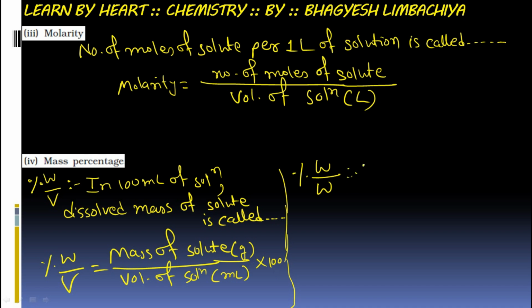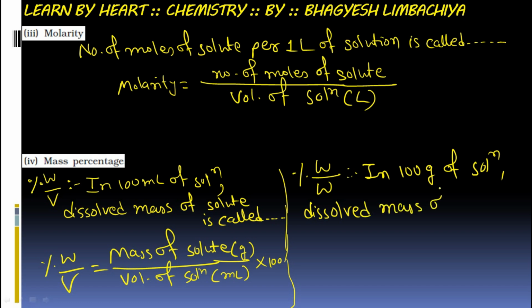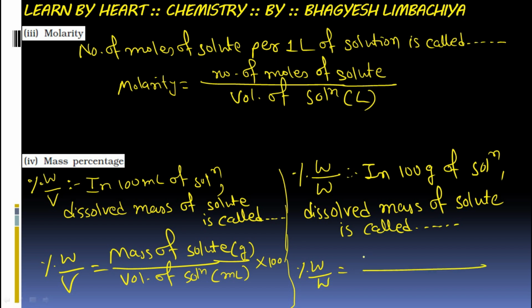Similarly here, the definition is the mass of solute dissolved in 100 gram of solution, which is called percentage W by W, and the formula will be mass of solute in gram divided by mass of solution, also in gram, multiplied by 100.